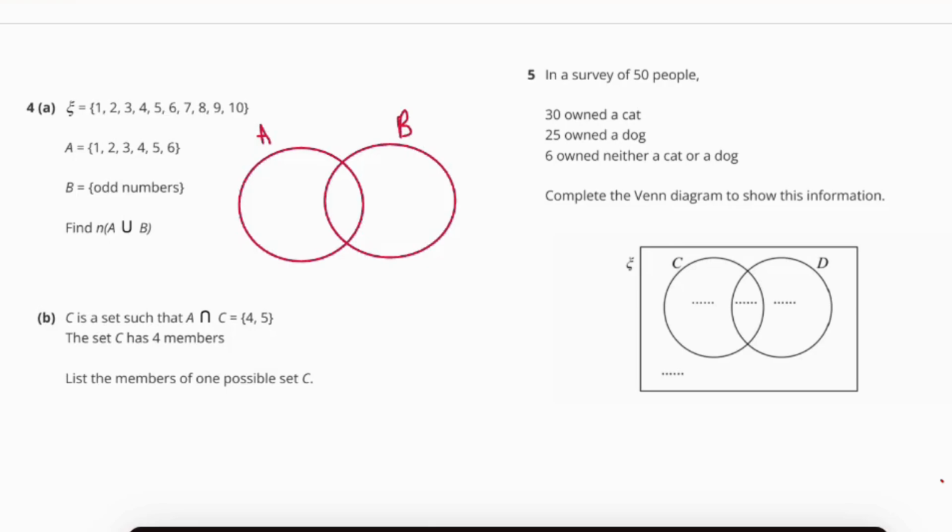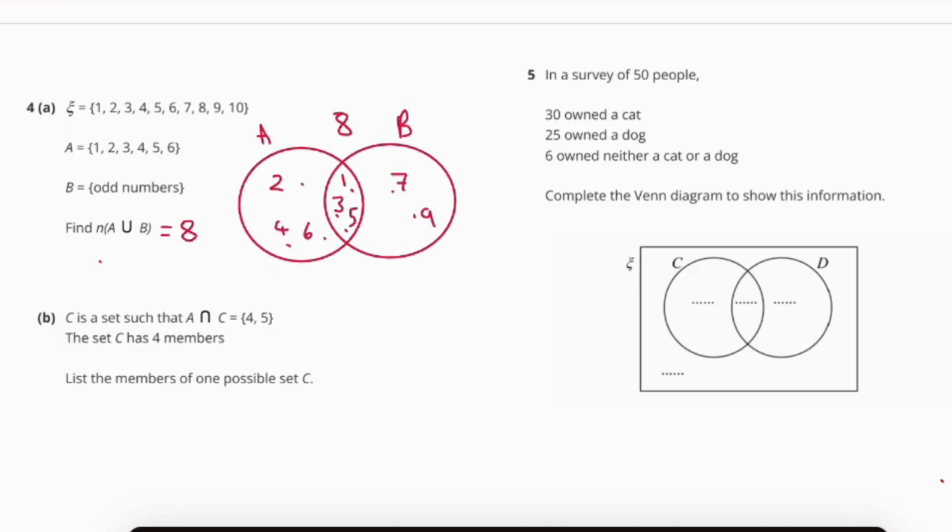Okay, the universal set here, we have the numbers 1 to 9. A is 1, 2, 3, 4, 5, 6. B is odd numbers. So what would be A and B? 1, 3, 5. Then we'd have 2, 4, 6, 7, 9. What would be around the outside? 8. Find the number of elements in A union B. So 1, 2, 3, 4, 5, 6, 7, 8. Got 8 members.